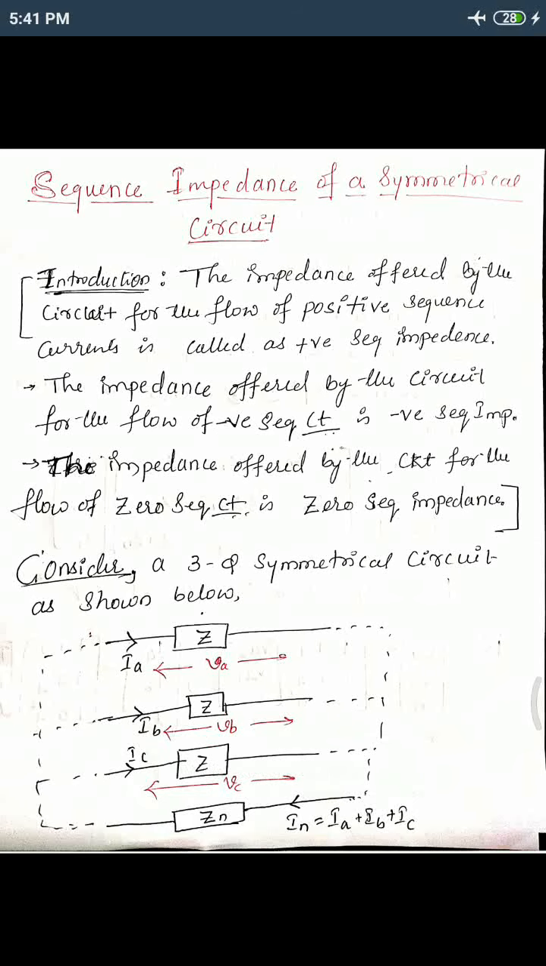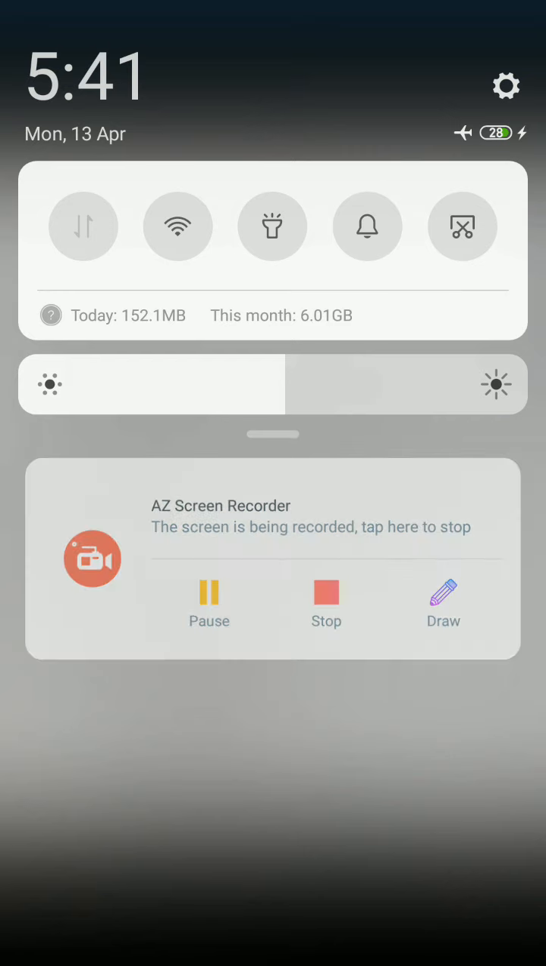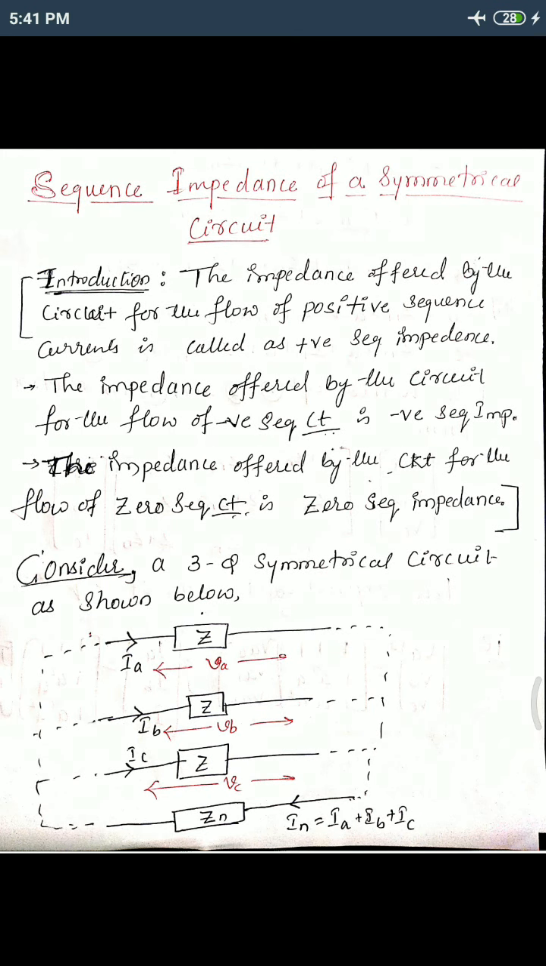Hello everyone, today we'll discuss the sequence impedance of the symmetrical circuit. As we have seen in earlier classes, there are sequence voltages and sequence currents. As you know, sequence currents and sequence voltages are of positive sequence, negative sequence and zero sequence. Similarly, today we are going to deal with the sequence impedances of a symmetrical system. This is the introduction before going to the derivation.